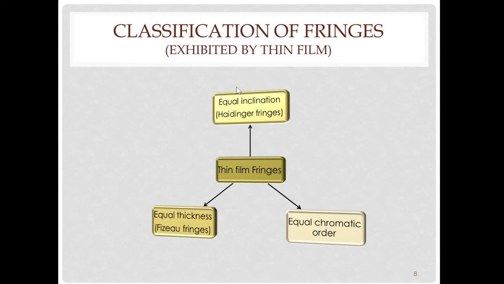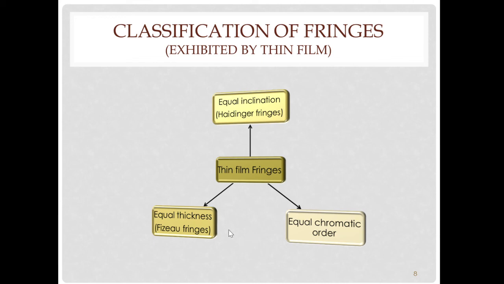The fringes of equal inclination are also called Haidinger fringes. In this case, the thin film's mu t remains constant, and therefore the formation of maxima and minima depends on the value of r. These fringes were first observed by Haidinger, and hence they are known as Haidinger fringes or fringes of equal inclination. For equal inclination, mu t remains constant. An example is the circular fringes in the Michelson interferometer, one of the prominent examples of Haidinger fringes.